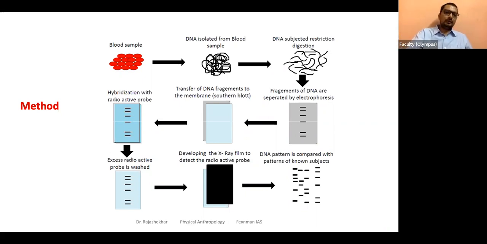So what is the target sequence here in our example that we took? Probe is a complementary sequence to the target sequence. And what is the target sequence here in the example I gave you?